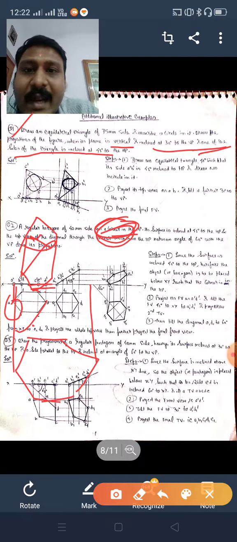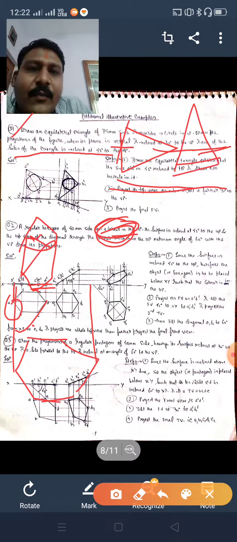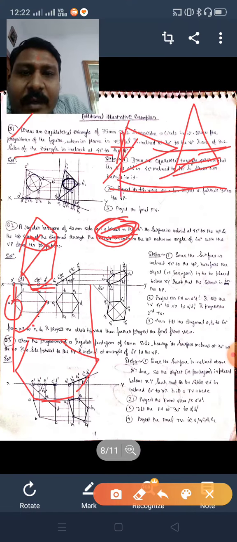So the position of the triangle is not given. You know that you have to draw the triangle above the XY line, but how? You can draw the triangle like this, or you can draw the triangle like this. Both the conditions are correct. So how do you have to draw? It is not given whether you have to keep the side or the corner on the VP. If it is given that a side is on the VP, then you will draw like this. If it is given that a corner is on the VP, then you will draw like this.